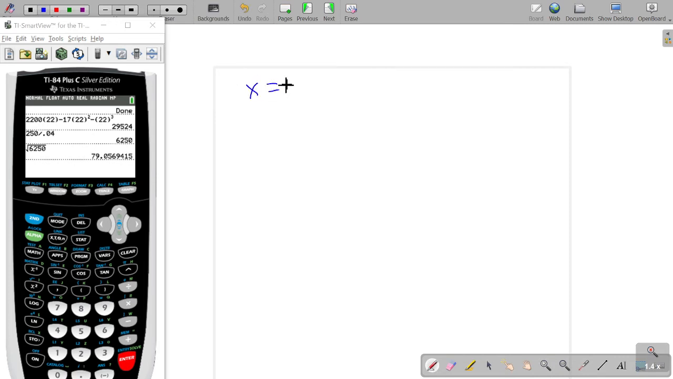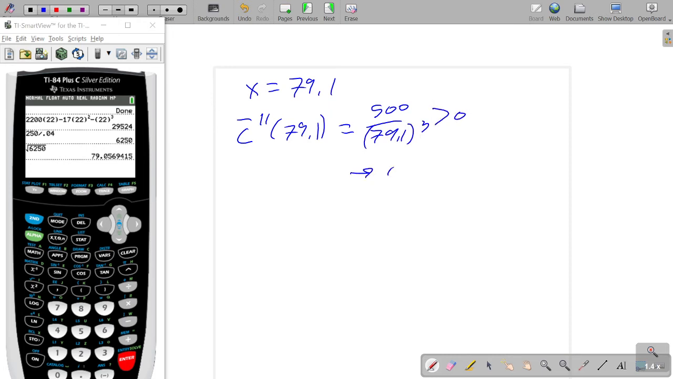We have x equals 79.1, C bar double prime of 79.1 equals 500 over 79.1 cubed, which of course is greater than 0, which is concave up, which implies a relative minimum. So this tells me that the 79.1 is the correct value.